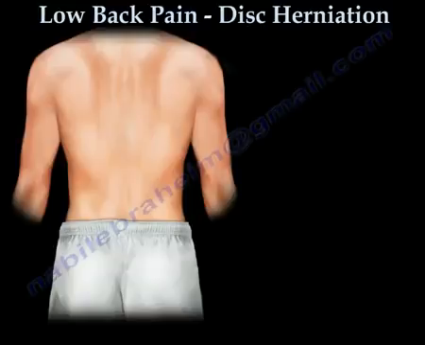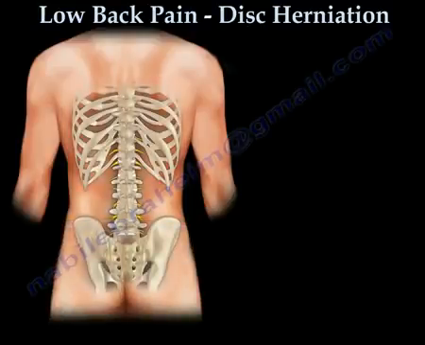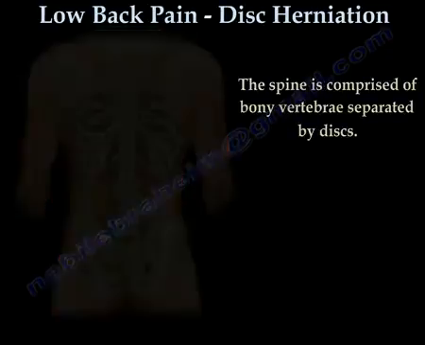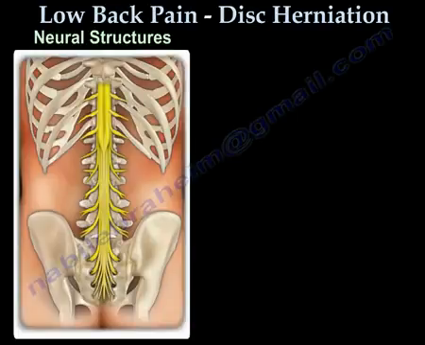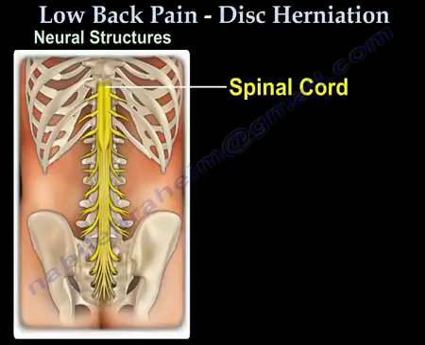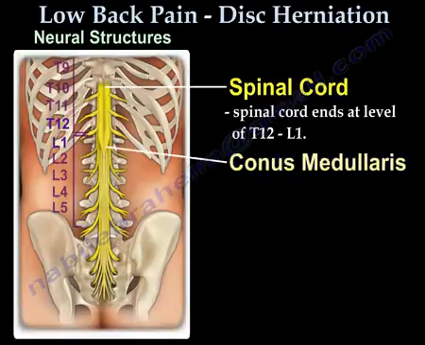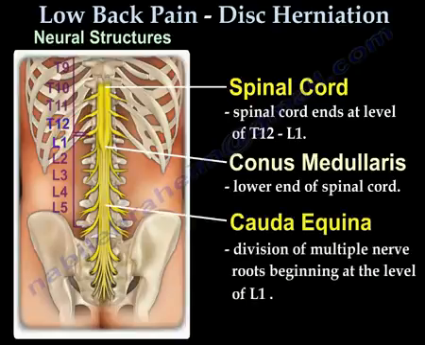This is a low back pain disc herniation video. The spine has bony vertebrae separated by discs. The neural structures: you find the spinal cord, which ends at the level of T12-L1, the conus medullaris, which is the end of the spinal cord, and the cauda equina, which is a lot of nerve roots, usually beginning at the level of L1.